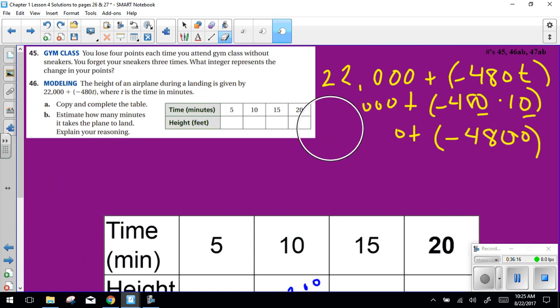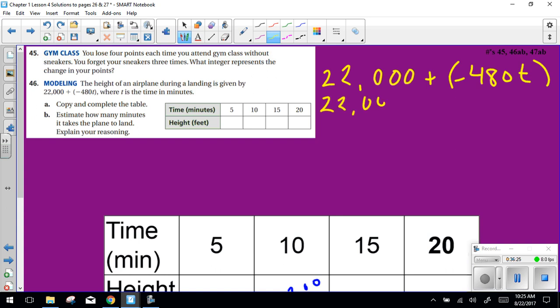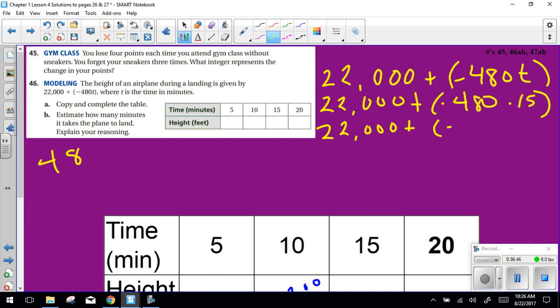I know it's time consuming and it really tests your patience, but just hang in there. You guys are doing great. So we're going to take 22,000 and add it to negative 480 times 15. So let's figure this out. So 22,000 plus negative something. So let's do 480 times 15.